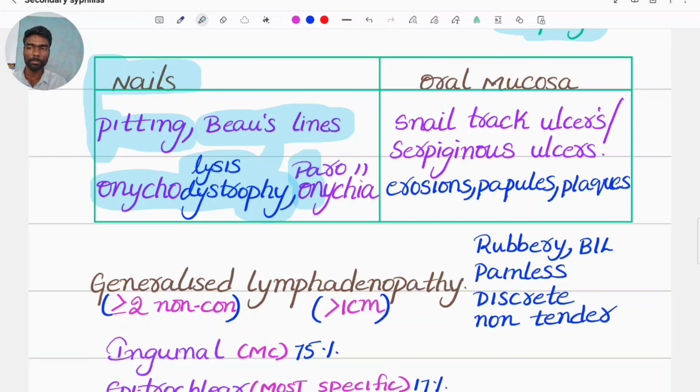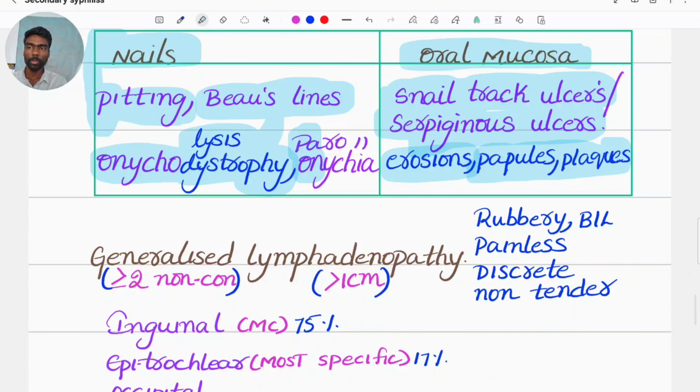Coming to oral mucosa, oral mucosal patches may get eroded superficially, forming snail track ulcers or serpiginous ulcers. There may also be development of papules and plaques in the oral mucosa or rarely in genital mucosa also. All these moist lesions are highly infectious. In the oral cavity, these patches may be present on any part: palate, soft palate, hard palate, oropharynx, larynx, which may lead to hoarseness of voice, pharyngitis.